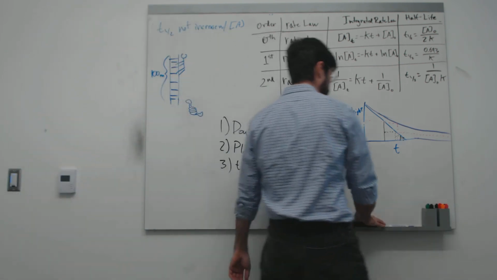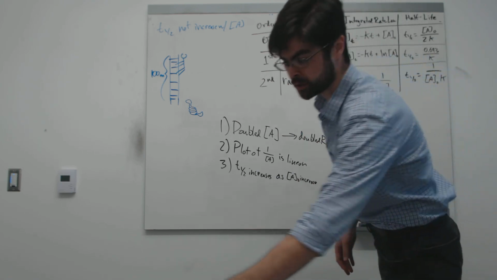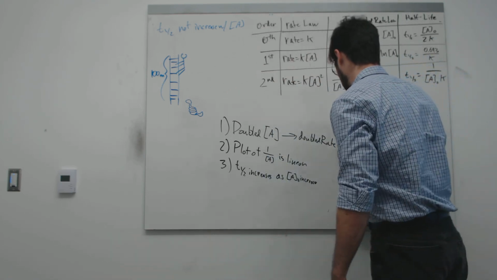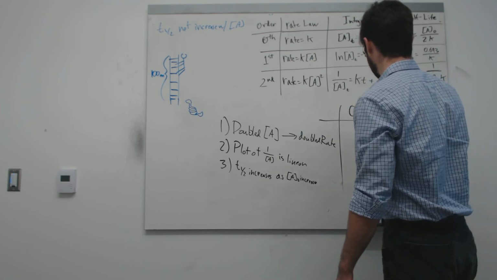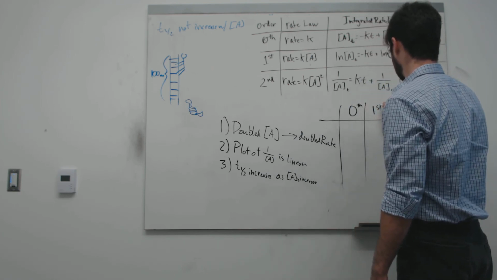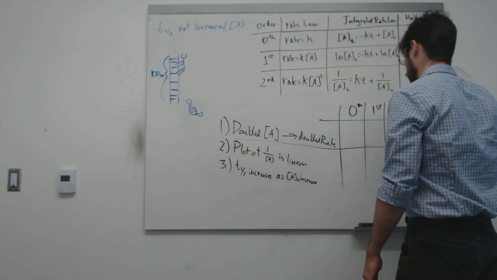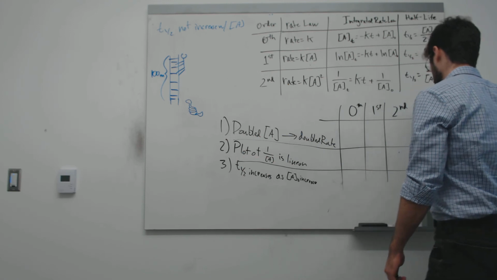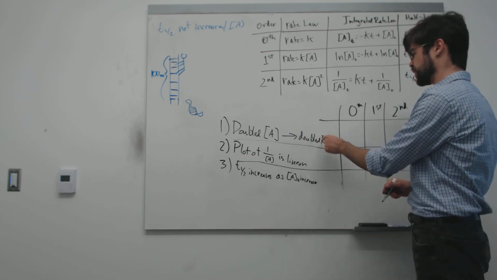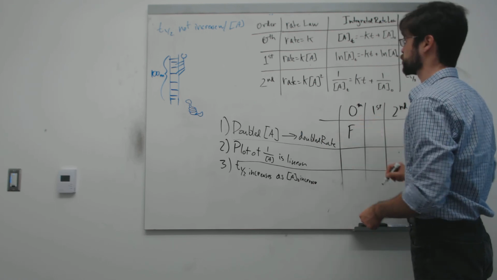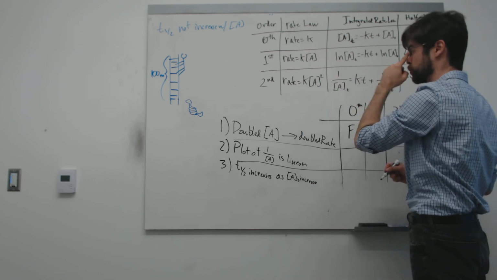Those are all going to depend on the order of the reaction, whether it's a zeroth, first, or second order reaction. So let me make a little chart here, whether it's zeroth, first, or second order, and then I'll label each of these as true or false. So if I double the concentration, would that double the rate? That's going to be false for a 0th order reaction. For a 0th order reaction, the rate is constant. It's only equal to the rate constant.